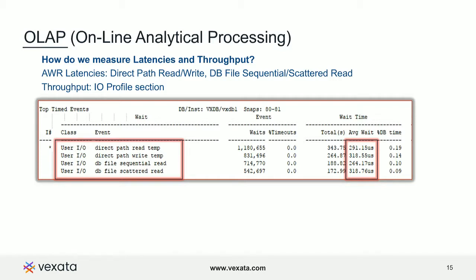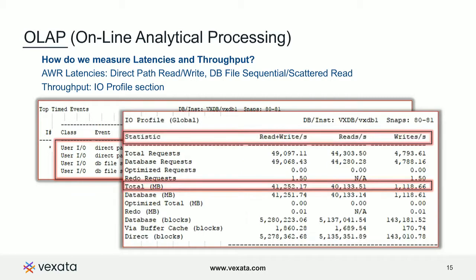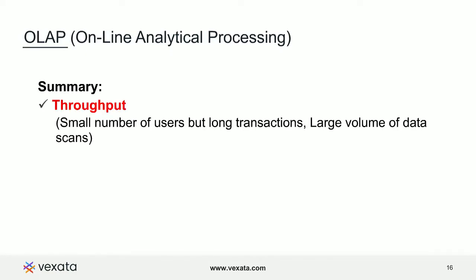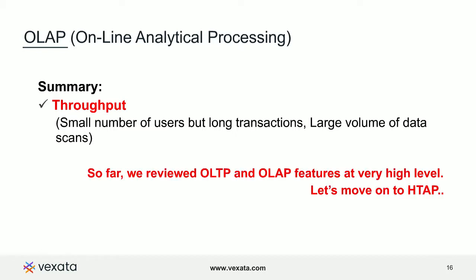Like OLTP, in OLAP, we could measure read latencies in direct path reads and DB file sequential reads. The writes can be direct path writes, and another example for the reads is DB file scatter read. So you can measure the throughput in the IO profile section. In this example, we see approximately 1 gigabyte per second write and 40 gigabytes per second read, and together 41 gigabytes per second read plus write throughput. So in summary, OLAP applications do a small number of users but long transactions, and do large volume of data scans.